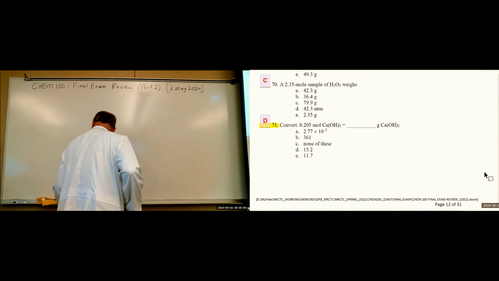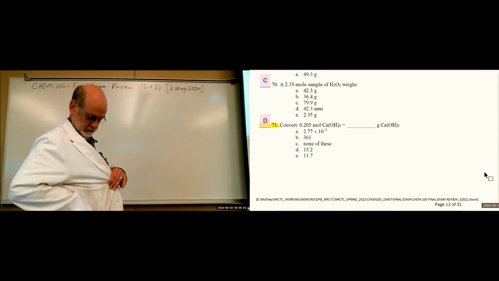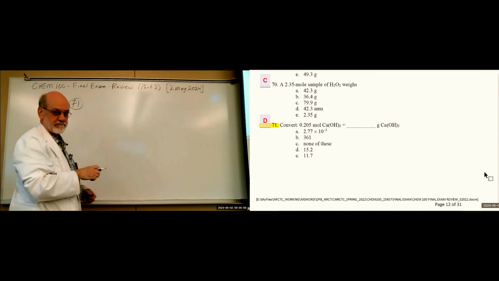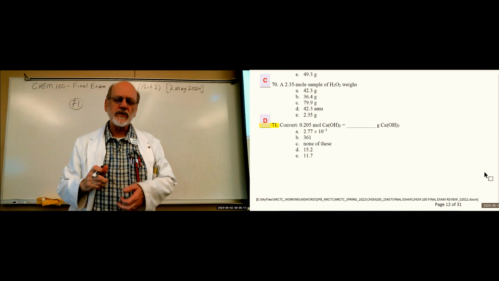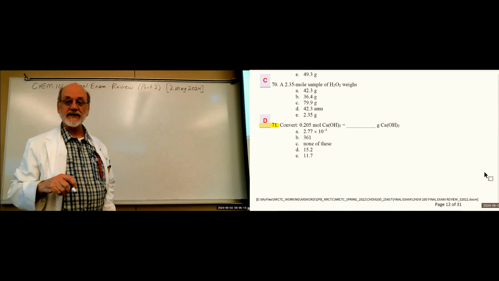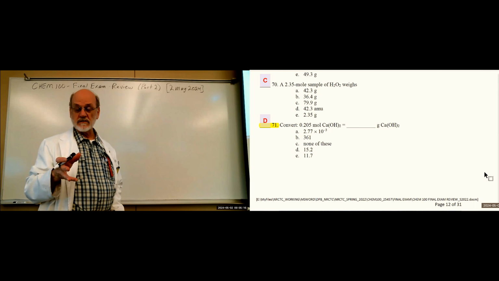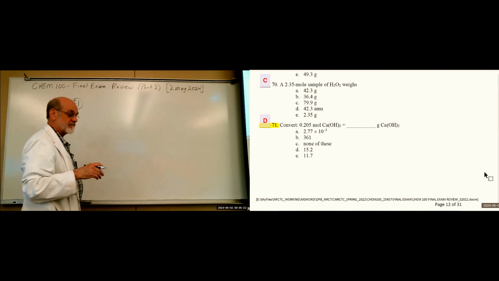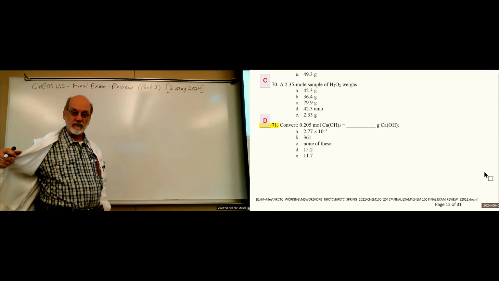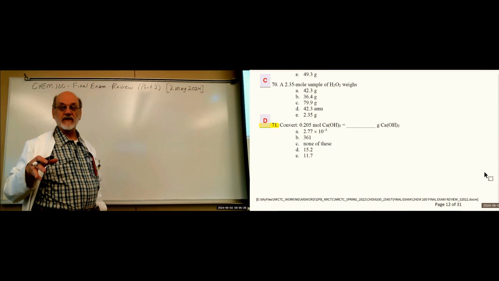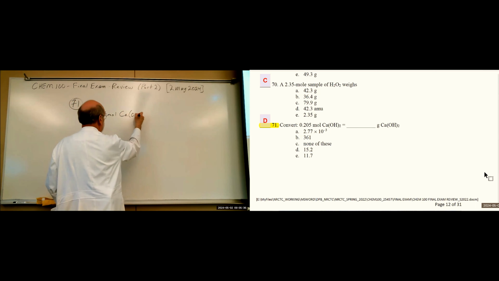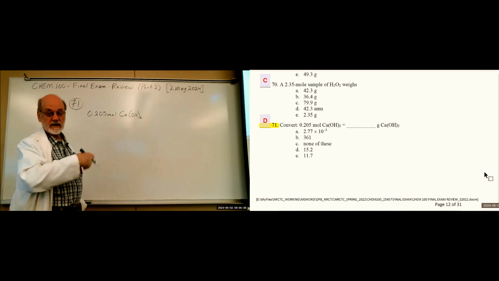All right, number 71. Convert 0.205 moles of calcium hydroxide into so many grams of calcium hydroxide. This is what we call a dimensional analysis problem. It's a unit conversion. 0.205 mole of calcium hydroxide. First of all, is that written correctly?